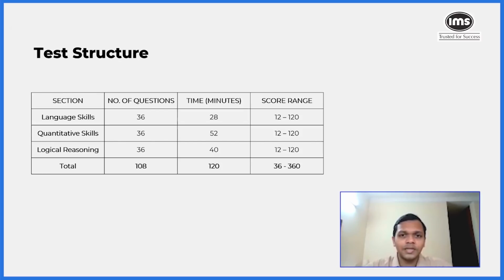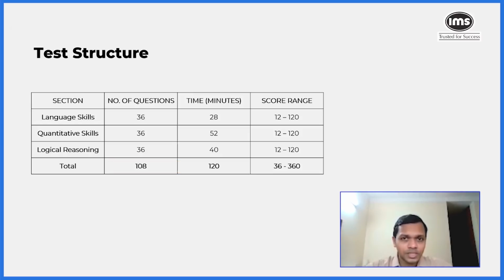There hasn't been any change on the test structure front. Last year also, they had an equal number of questions in each of the sections, which is 36. So a total of 108 questions. But the different thing, of course, is the time duration that you get for each of the sections. So you have 28 minutes for language, 52 for quant, and 40 for logical reasoning, which is a total of 2 hours. So you have to attempt 108 questions in 120 minutes.